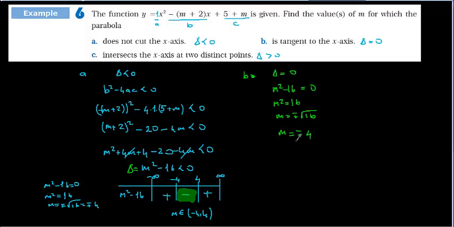So if we reverse the question, if m is equal to plus or minus 4, delta is equal to 0. If delta is equal to 0, it is tangent to the x-axis. And the last one is homework for you, but let me give the clue. Delta must be greater than 0, which means m squared minus 16 is greater than 0.